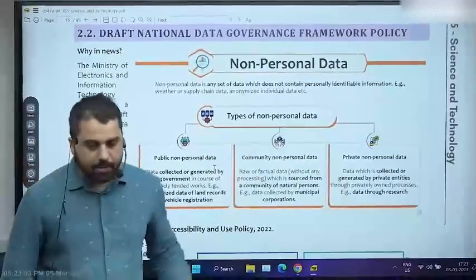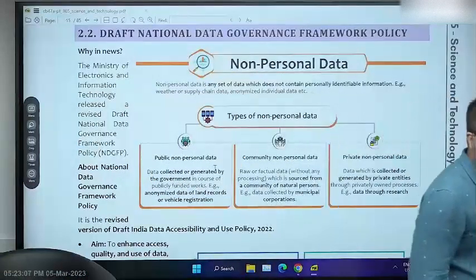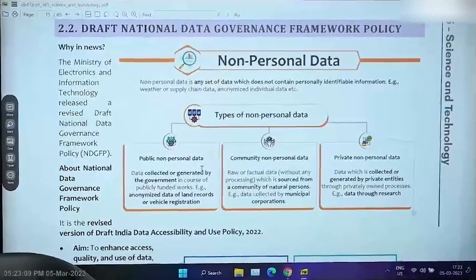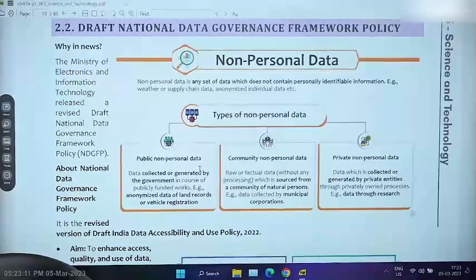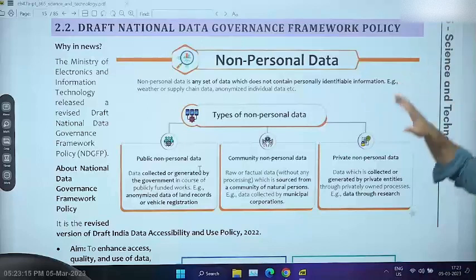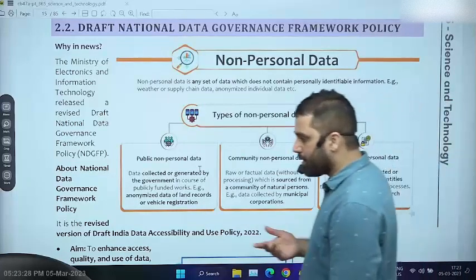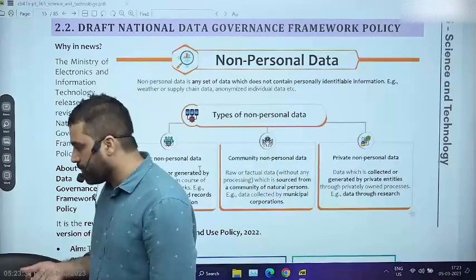This is a draft policy. I do not think draft policies are important for prelims examination. Once a policy has been finalized, it can become important. Because of this, overall a data governance framework becomes important for perhaps mains examination. But I do not consider that ये जो draft policy है that is going to be important for prelims examination. But nonetheless there are some very basic concepts. Whenever we are talking about data, there are some very basic concepts we should know.